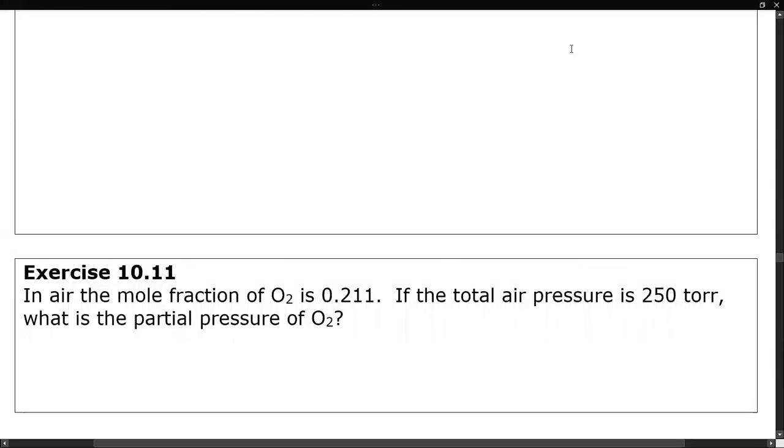Let's look at another example. Let's say the mole fraction is what it was in the previous problem, 0.211, but if the air pressure were only 250 torr, what's the partial pressure of the O2 gas?